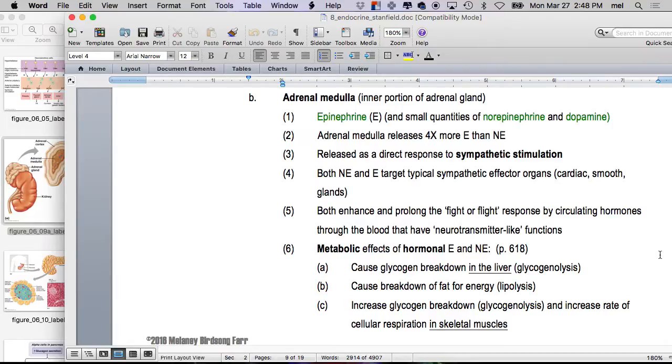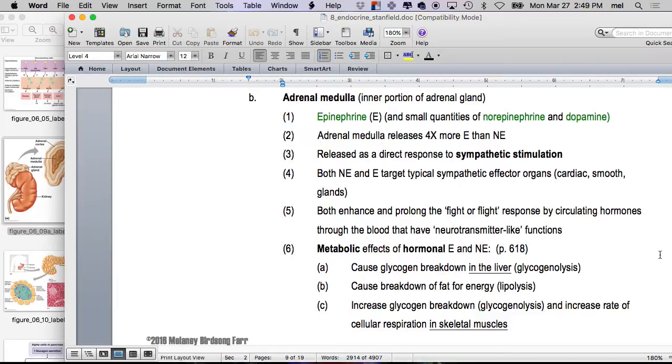FYI, not that it's super important, but when you release those as neurotransmitters, it's a 4-to-1 ratio of norepi to epi. When you release them as hormones, it's the other way. But they interact with the same receptors, so it doesn't really matter that much, right? So they're going to the same receptors. Okay, so they're released as a direct response to sympathetic stimulation, fight or flight, and exercise. Yeah? And they're going to go to your typical three target organs, cardiac muscle, smooth muscle, and glands.